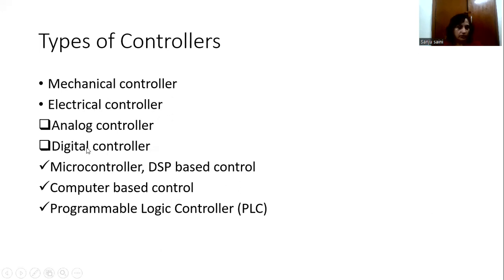Nowadays we prefer using digital components in the controllers because of the better quality, less cost, and less space. So digital controllers are generally used, and these can be further classified into three categories. They can be microcontroller based controllers, or computer based controllers, or programmable logic controllers. These are the various types of digital control.